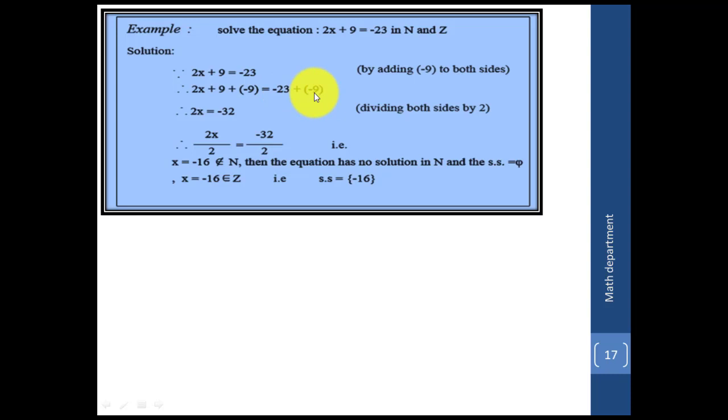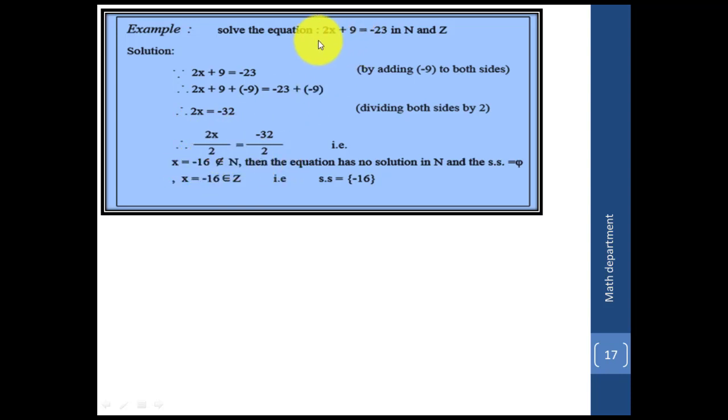So 23 plus 9 equals 32, but by negative. Okay. Now 2x equals negative 32. I want the value of x. Here we have 2 times, so I will divide by 2 on both sides. Divided by 2, x becomes negative 16.